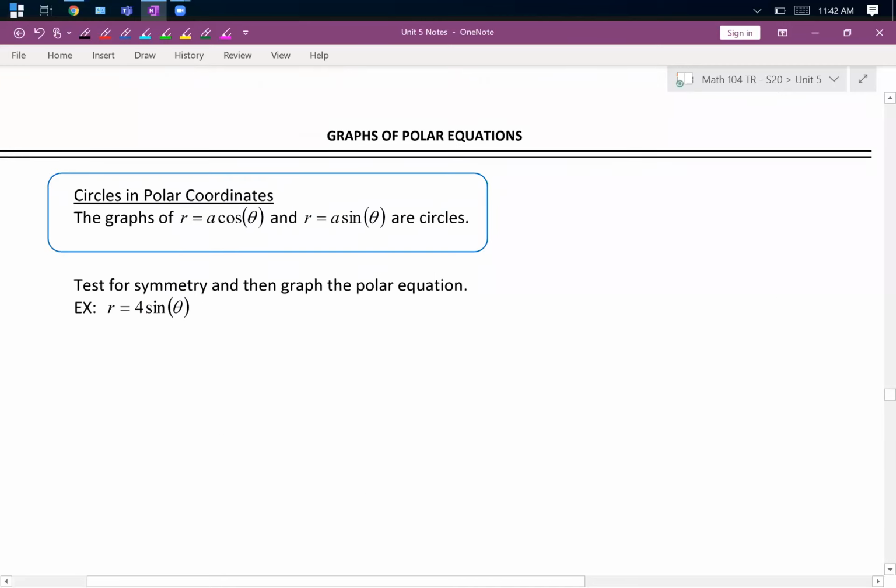So we're going to do a few graphs. We are going to test them for symmetry, make an r theta chart, like an xy chart, but an r theta chart, and then plot our points.